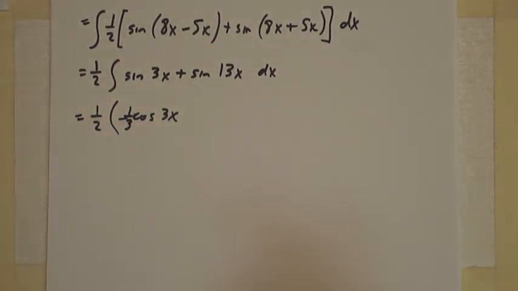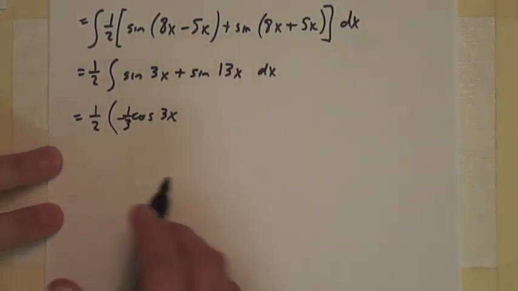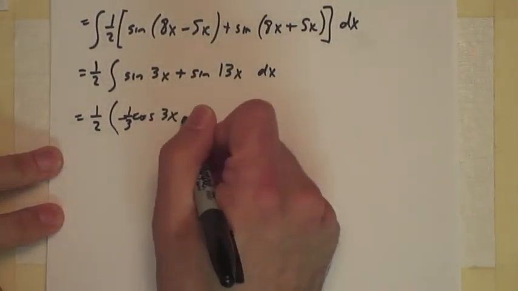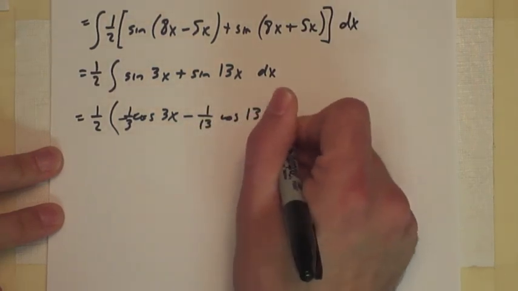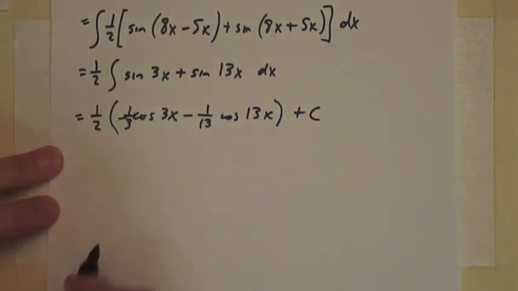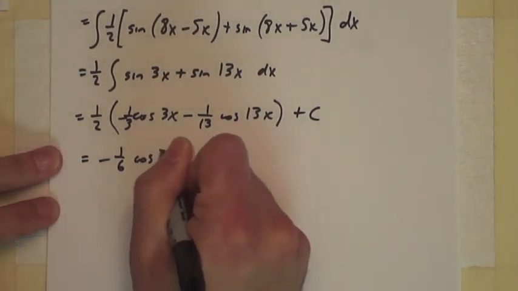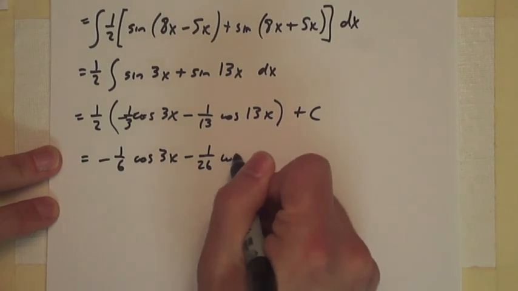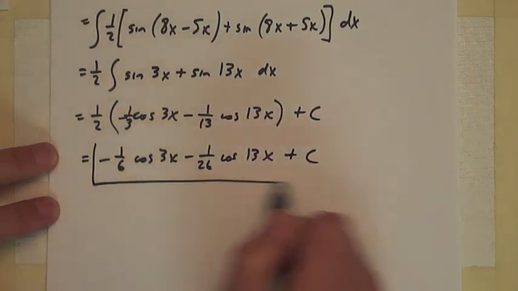Now, if you're uncomfortable with that kind of reasoning, then go ahead and make the u substitution on paper instead of in your head, and you'll get the same answer. But if you do the same reasoning for sine 13x, you'll get negative 1/13 cosine 13x. And then we just need to clean this up. Distributing the half, we get negative 1/6 cosine 3x minus 1/26 cosine 13x plus c, and we are done.